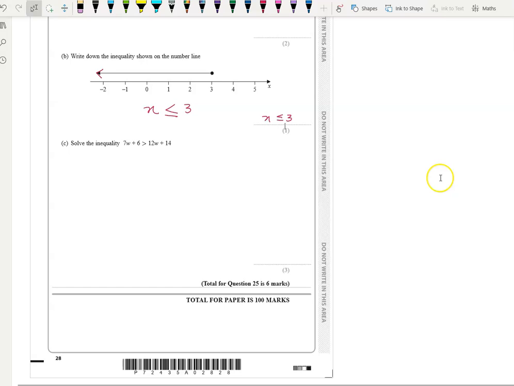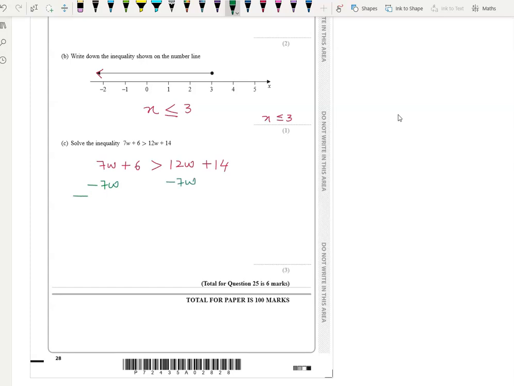Next one. Solve the inequality. Again, the logic is the same. Always try to cancel the smaller variable term. I'll rewrite the question: 7w plus 6 is greater than 12w plus 14. Out of 7w and 12w, the smaller is 7w. So subtract 7w from both sides.